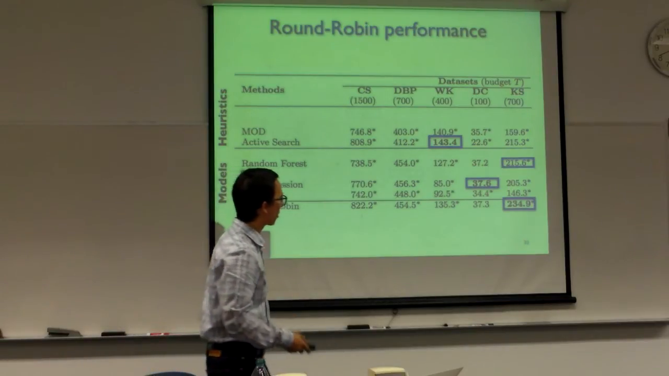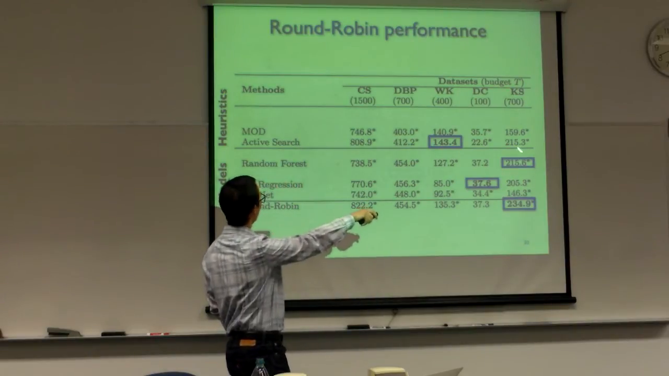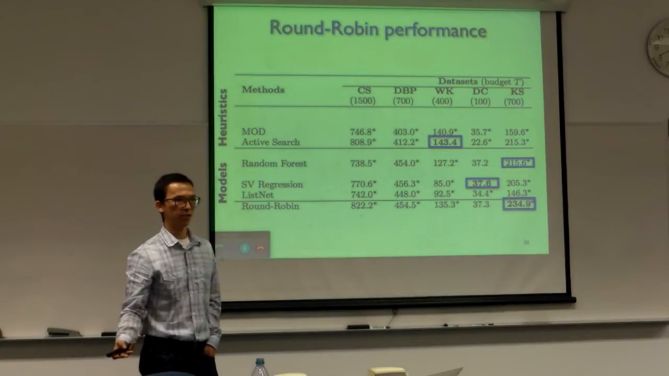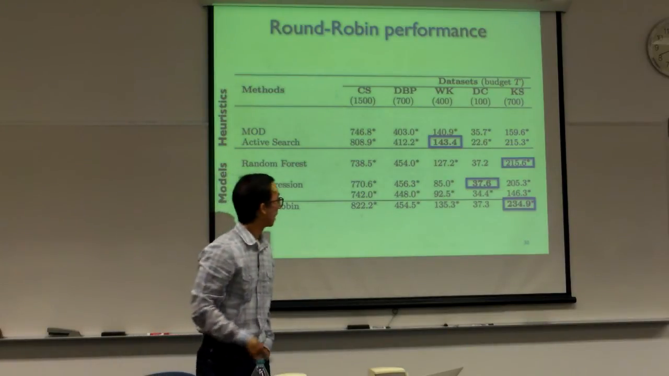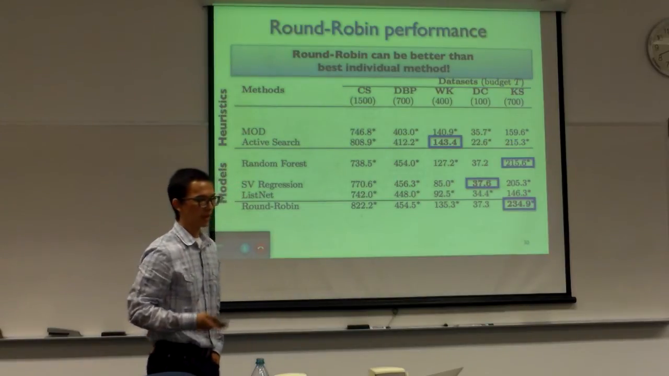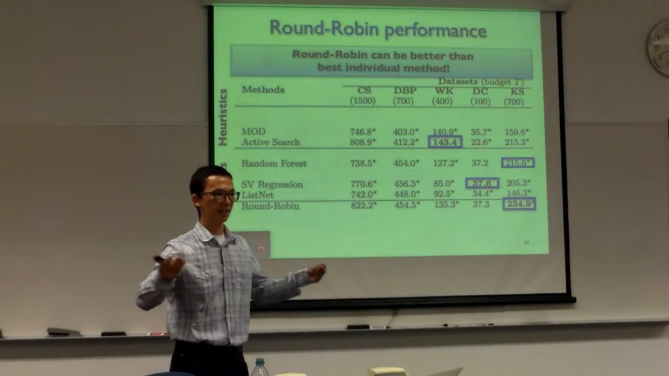And what is surprising is that round robin is not only using random forest, but it's also using MOD and ListNet, which are methods that do not perform well on this data set. Okay? And you can see something similar for other data sets as well. What's going on? We need to understand that in order to propose a method that's going to work well.